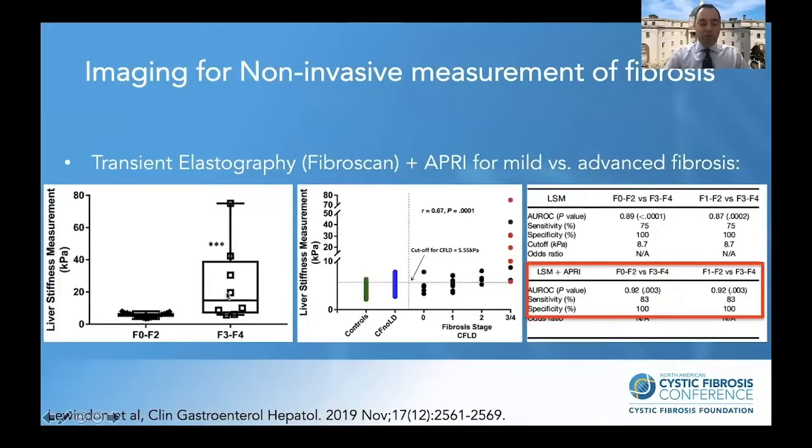Furthermore, the combination of stiffness measures, such as transient elastography with APRI, was able in a more recent study to have a wonderful area under the receiver operating curve of 0.92 in the differentiation of patients with mild stage 0 to 2 fibrosis from more advanced fibrosis, stage 3 to 4. Clearly, what we need to distinguish in this context is those who have more advanced fibrosis. And it did appear that combining these two biomarkers had significant value added.